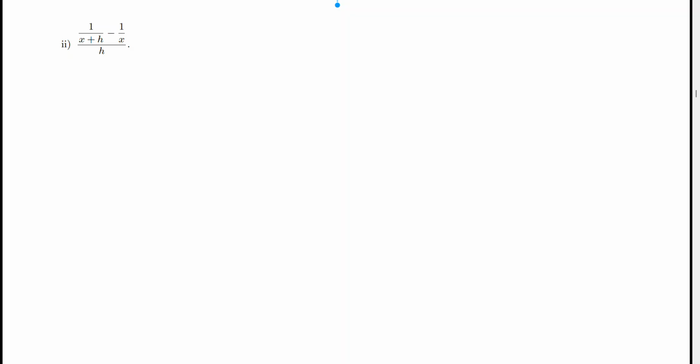Okay, for part 2, the situation is slightly more complicated because I don't really have any numbers. It's just all variables, but we proceed the same way. I'm going to start by writing down the original problem, 1 over x plus h minus 1 over x, all divided by the h. And you can think of this h on the denominator as having 1 underneath it. Does not matter if you do that or not. But in any case, we have the first denominator x plus h, we have x, and then we have 1.